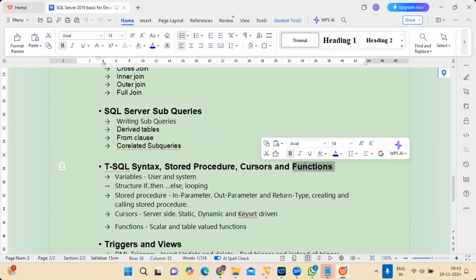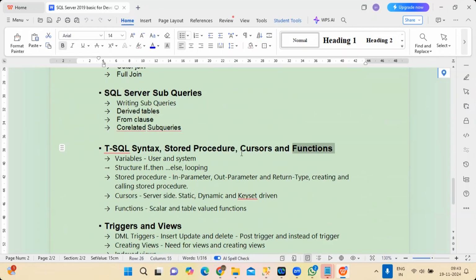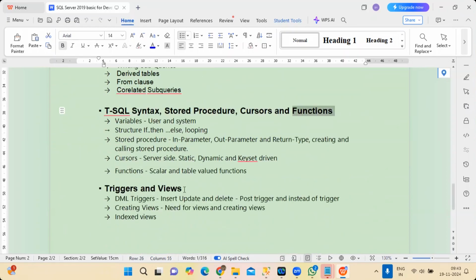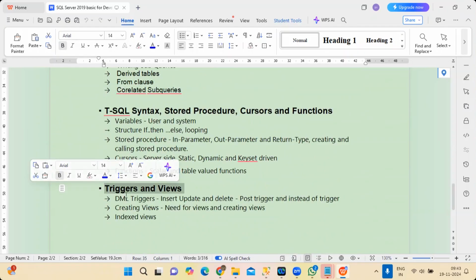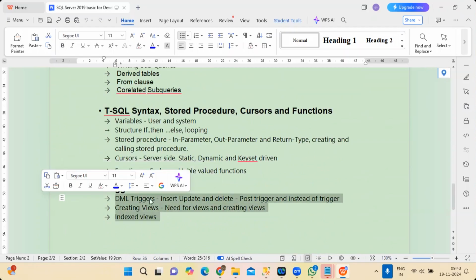Like function, when you take Excel, you have sum is a function. Similarly, SQL Server has many functions. And I can create my own new functions also in SQL Server. So all that comes into picture. So cursors and functions will be covered. And lastly, we plan to cover triggers and views. So trigger is a mechanism for having certain business rules implemented. So triggers and views. So this is how we are planning for the basic.